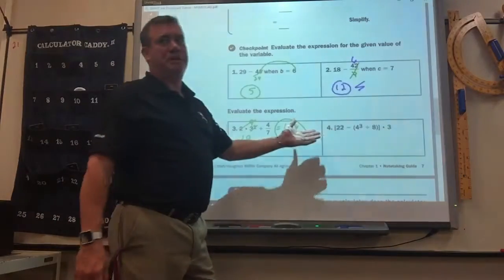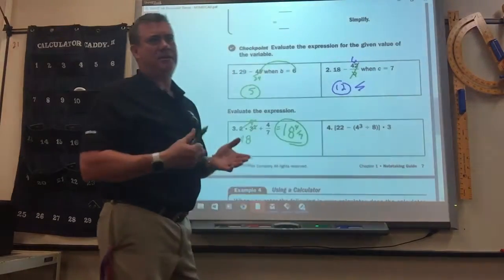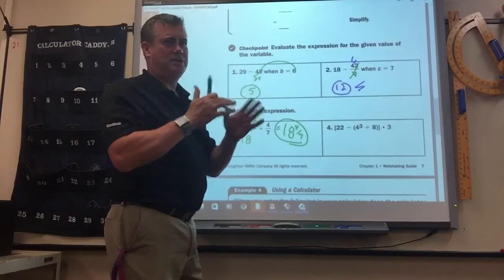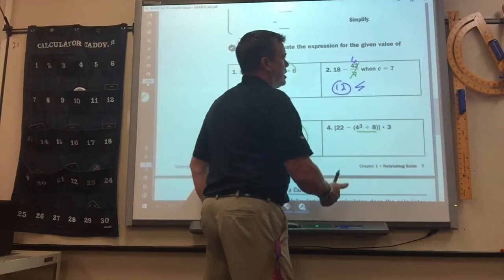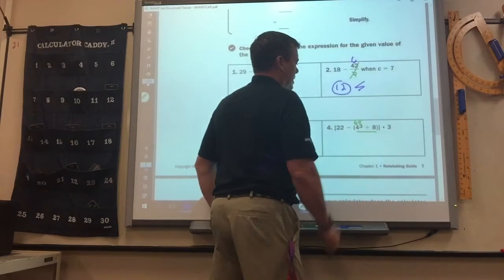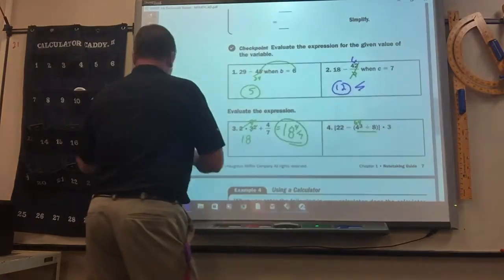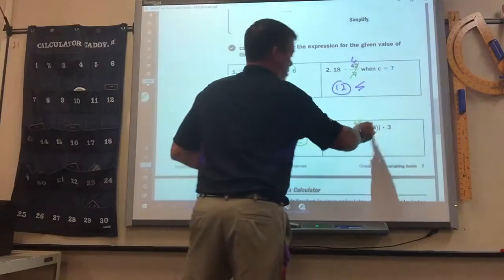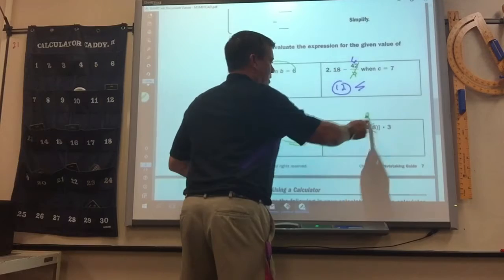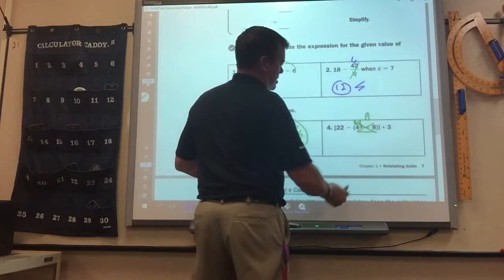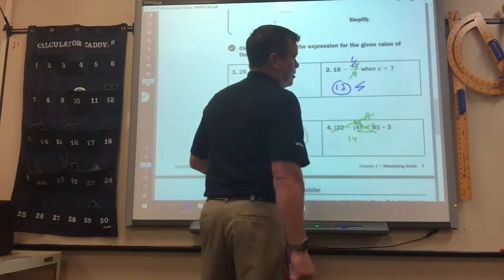This one has 2 sets of parentheses. Now remember, the brackets and the rounded ones mean the same exact thing. It's just there so you can visually see them separately. So we do the inside parenthesis first. 4 cubed is 64. Divided by 8. And then we got to do this parenthesis. 22 minus 8 is 14. And then we take that times 3.